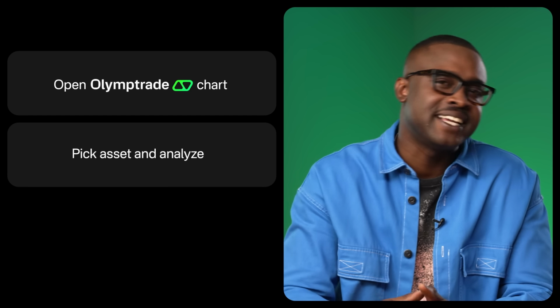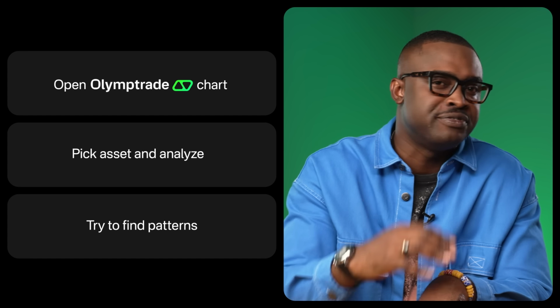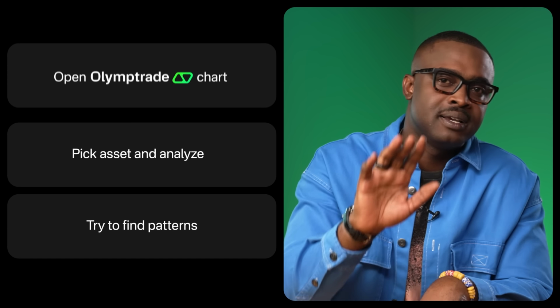Here's how to turn all this raw information into real understanding. Open your Olymptrade chart right now. Pick one asset and scroll back 50 candles. Now go through slowly and look for any of the 5 patterns that we've just covered. When you find one, stop and ask yourself 3 things.